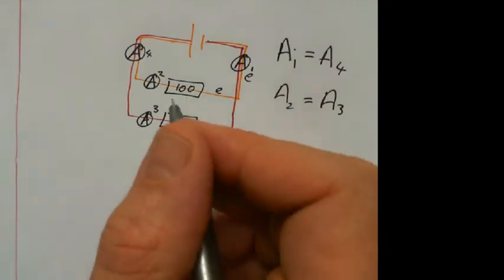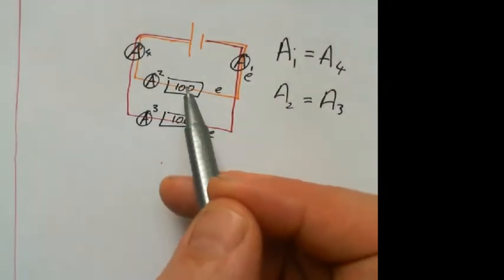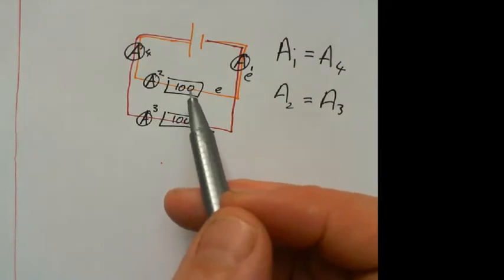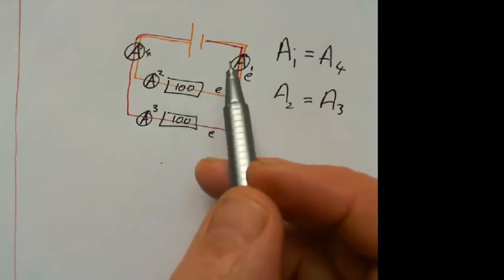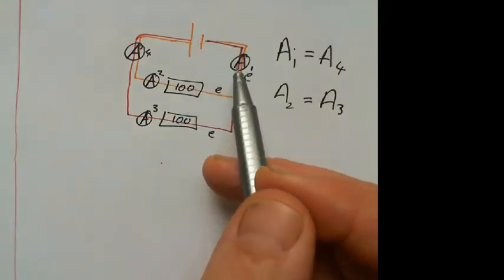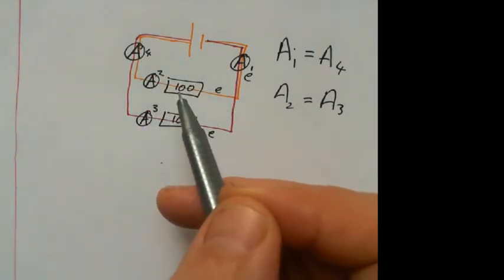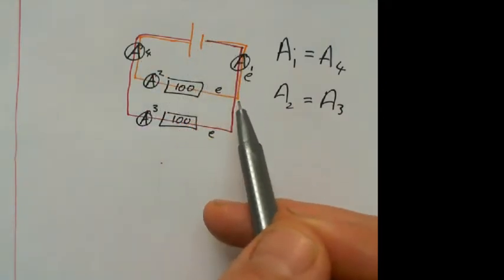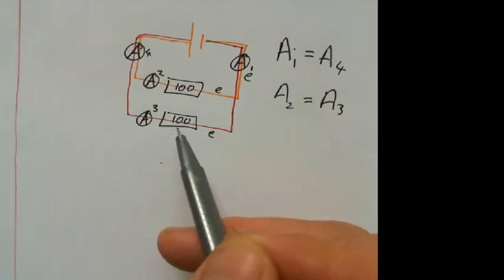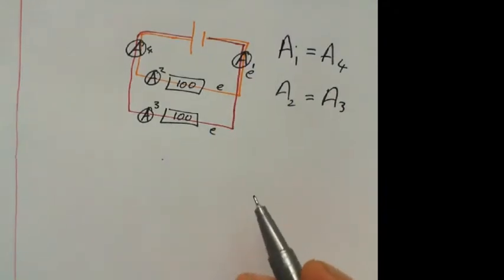But if this one is twice as hard to get through as this one, it will have half the number of electrons choosing to go around it, because the electrons are lazy. They will always pick the easiest route. So if this one is twice as hard, then twice as many will go this way. Okay?